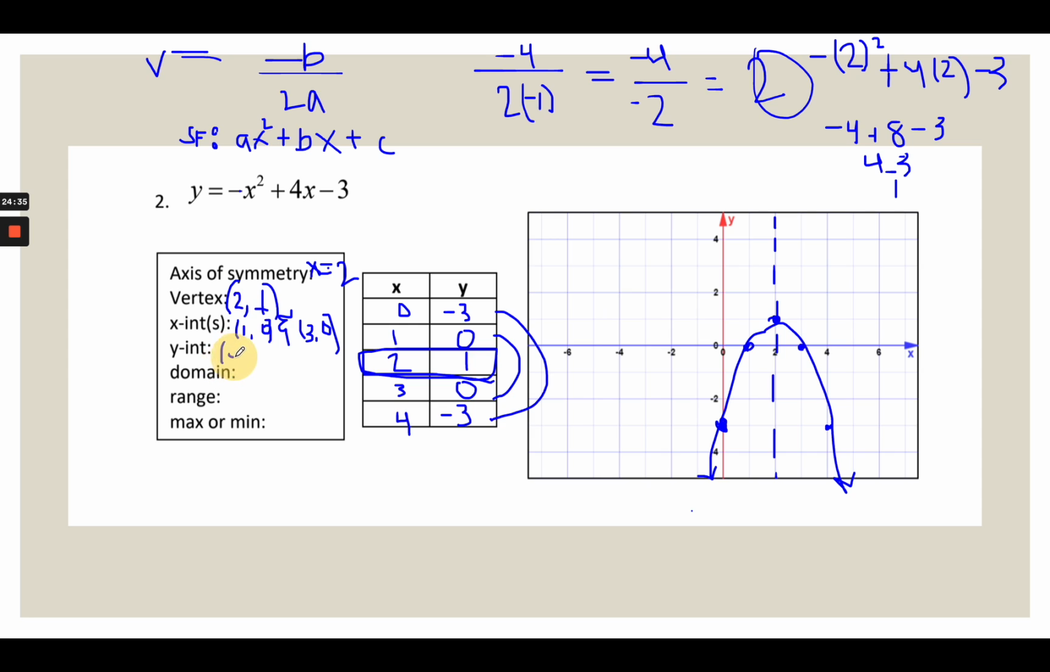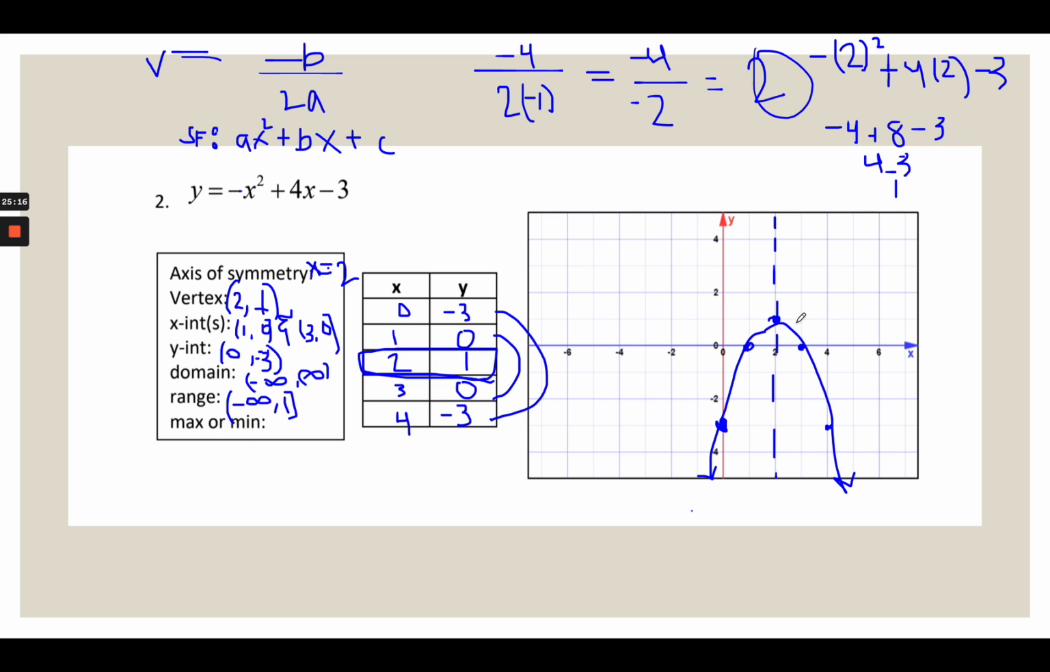Now remember, if we couldn't see that point, we would just plug in 0 for x, and we would get out -3. Our domain, how far left and right can we go with our x values? Well, we can go from -infinity to +infinity. Our range, what's the lowest our y values can be? Well, it goes on forever that way, so it's going to be negative infinity to 1, what's the highest point we can be at for our y values? 1, with the bracket on this side.